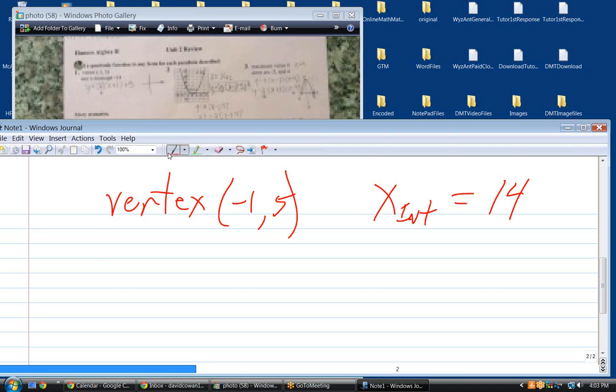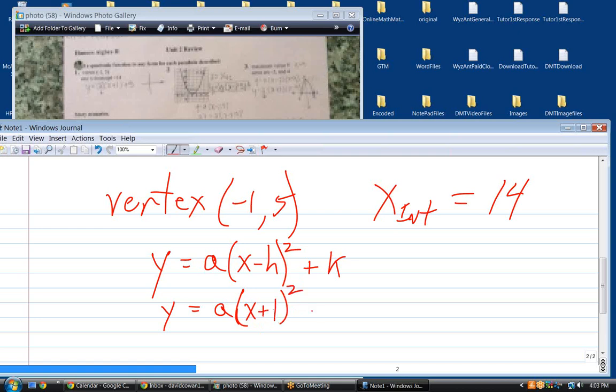Probably when you have a vertex, the vertex format is the best way to do it. So what's the standard general formula for the vertex format? Y equals A times (X minus H) quantity squared plus K. Yeah. Okay. So H and K are the vertex. So how much do we know about this? We know H is 1. So what goes in the parentheses? Plus 1. Okay. And then plus 5. Okay.